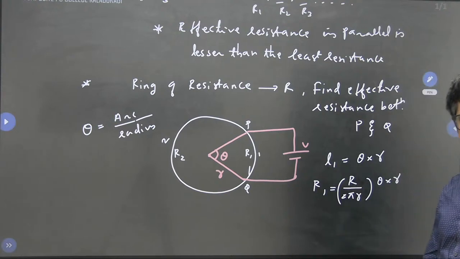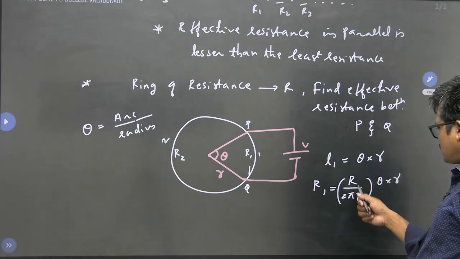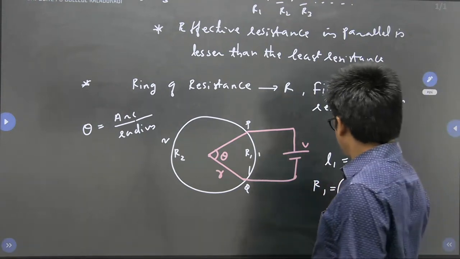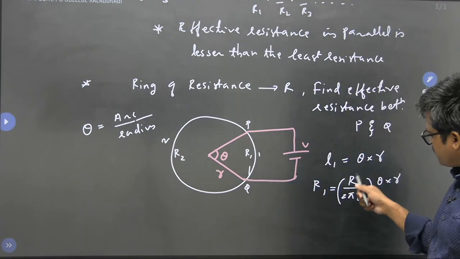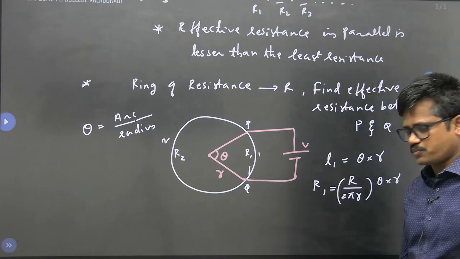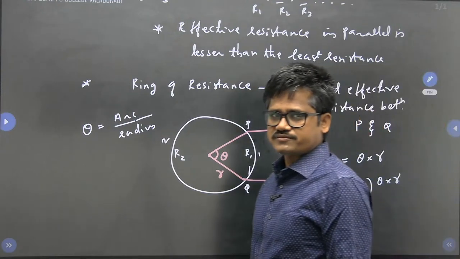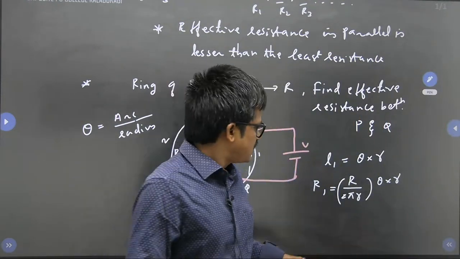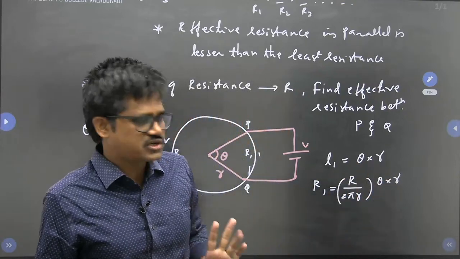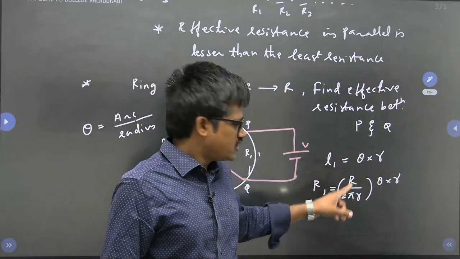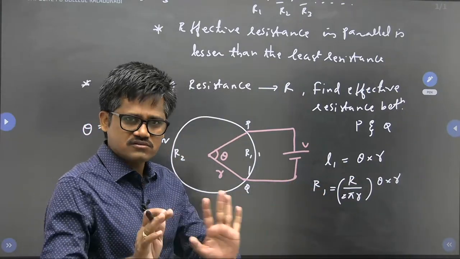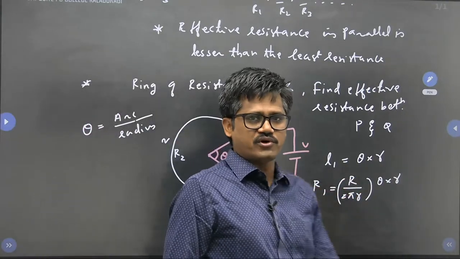Got my point? What is R1? R by 2 pi R is the linear resistance per unit length, total resistance by total length. Resistance per unit length into the length whose resistance you want. Theta into R is the length whose resistance is R1. Got this? Okay, now let me move on.